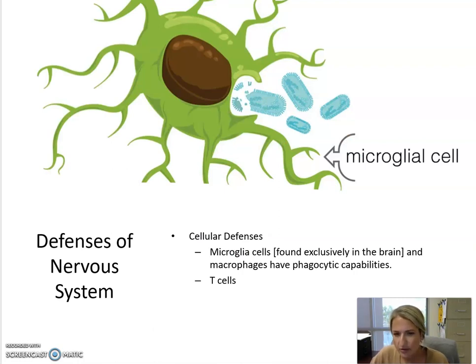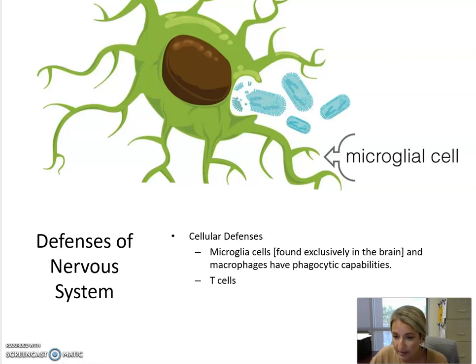So these are just a few different types of cells that are active within the nervous system that are going to help fight infections. The first being microglial cells. Microglial cells are very beneficial towards bacterial infections within the nervous system tissue. Microglial cells are phagocytic cells, much like neutrophils and monocytes. They are able to engulf and destroy bacteria, so they have phagocytic capabilities, but they are exclusive to the brain tissue, so you won't find them anywhere else in your body.